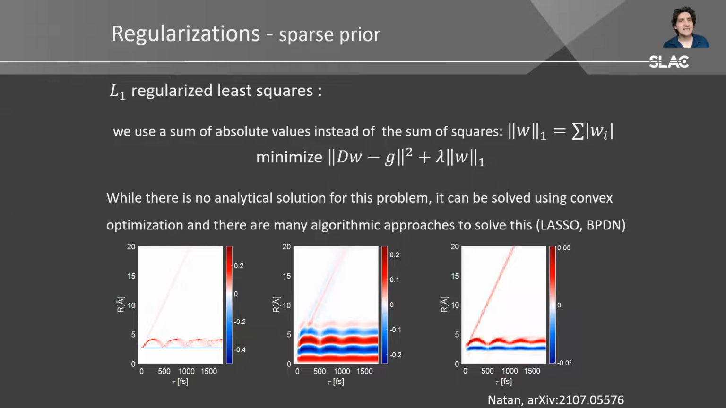For the case that the scattering signal is sparse, I mean that just a small number of sampling points in R can explain the distorted real space inversion, smaller than the dimension of the total R signal, we can use the L1 norm regularized least square model, where we use the sum of absolute values instead of the sum of squares. Now, while there is no analytical solution for this problem, it can be solved using convex optimization.